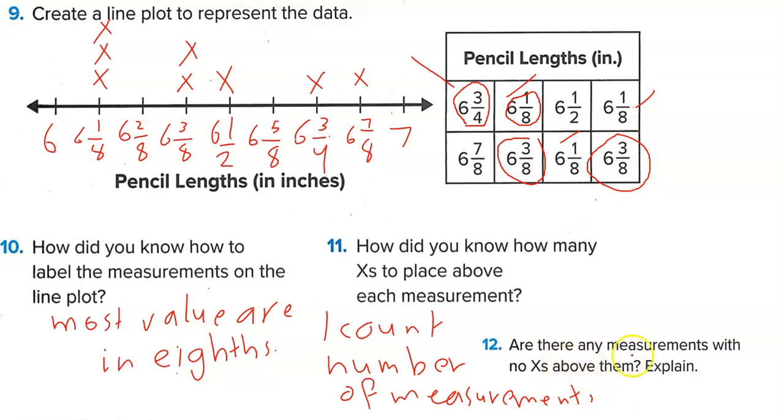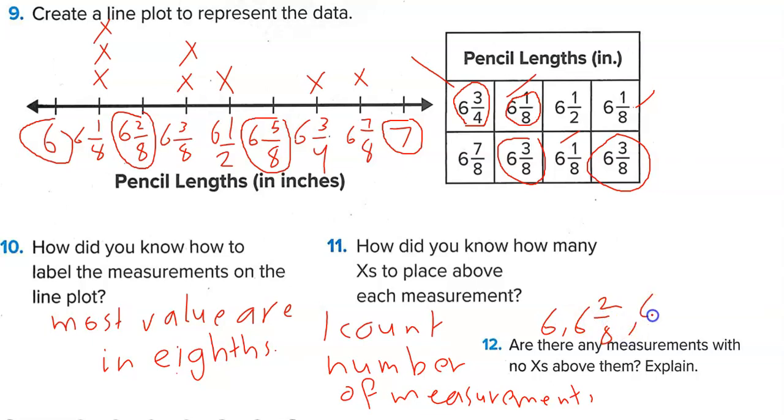Okay, are there any measurements with no x? Yes, we have. This has no x above, and this, and 6 and 2/8. And the last one is 6. So I write them here. What numbers or values have no x's? 6, 6 and 2/8, 6 and 5/8, and 7. These have no x's above them.